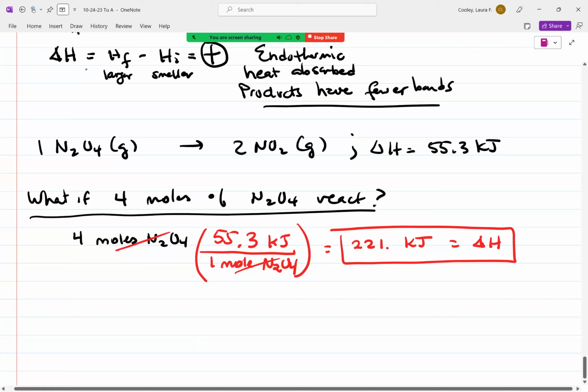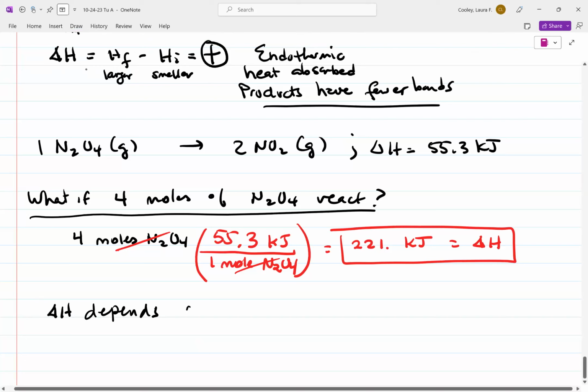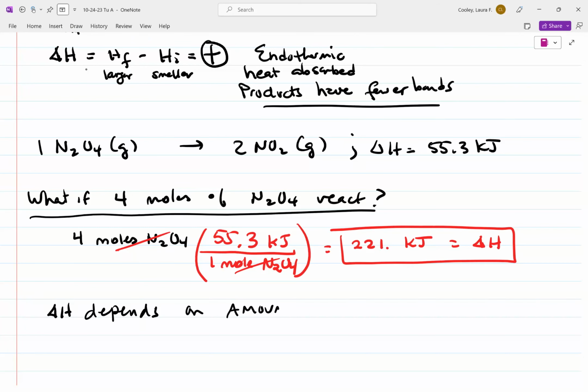You can imagine if you had hydrogen and oxygen reacting and you doubled the amount of hydrogen gas, made the balloon twice as big, you have twice as much heat released. So that's an important thing to realize. Delta H depends on amount. On amount reacting.